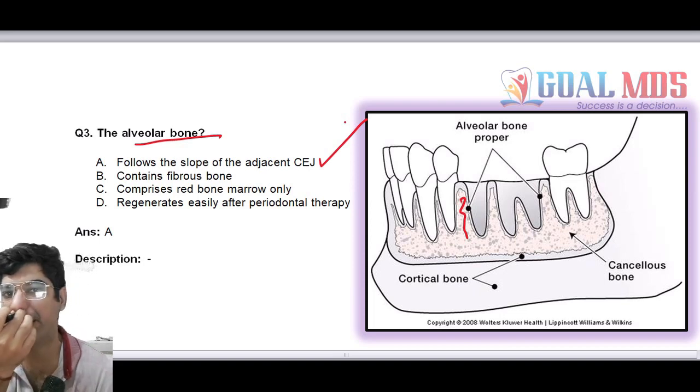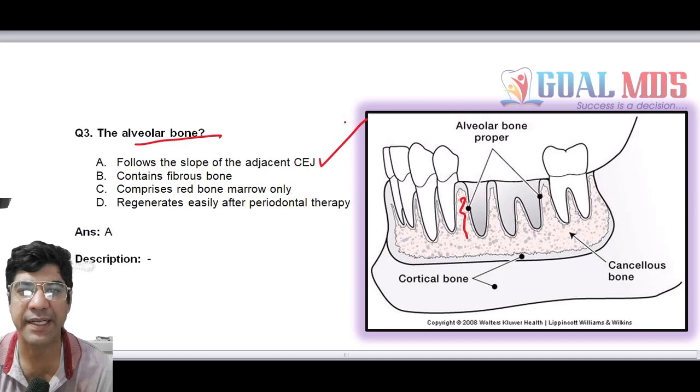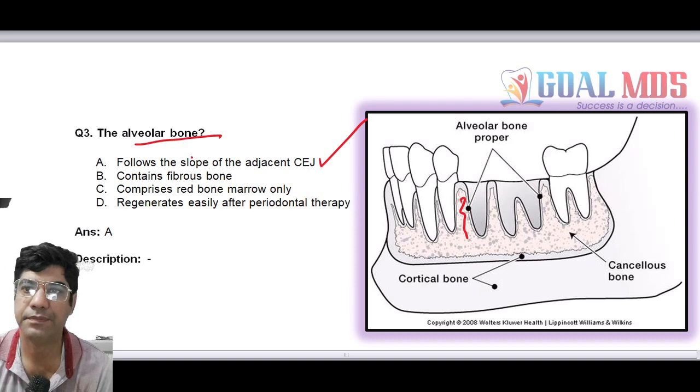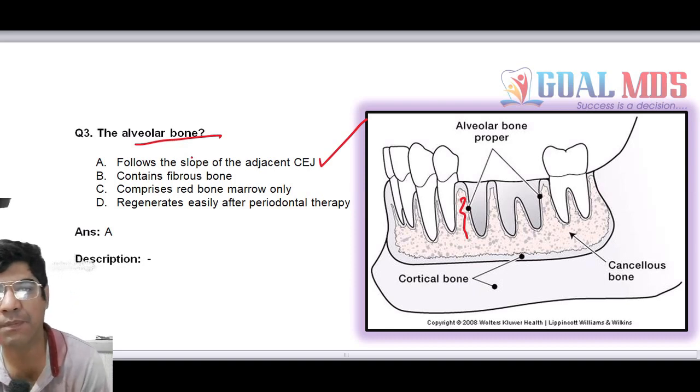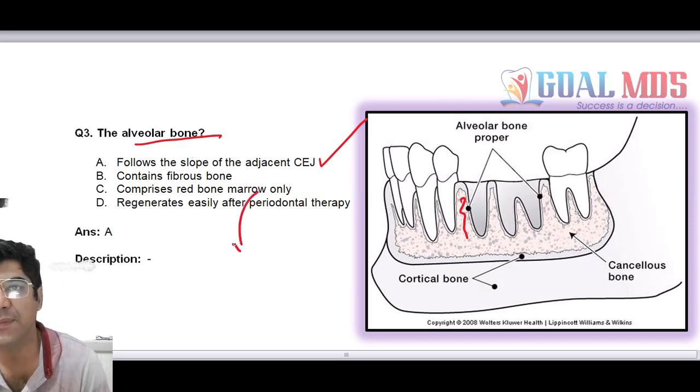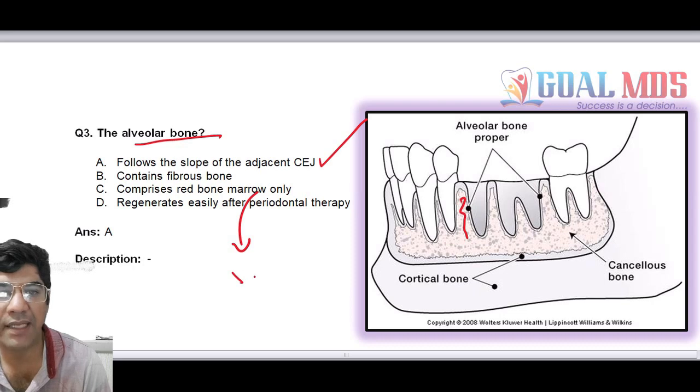Option B, it contains fibrous tissue. Alveolar bone is primarily composed of spongy bone and compact bone that provides structural support for the teeth. Option C, comprises red bone marrow only. It is not accurate. Alveolar bone contains both red bone marrow as well as yellow bone marrow. Red bone marrow is associated with blood cell formation, while yellow bone marrow is more fatty and serves as an energy reserve.